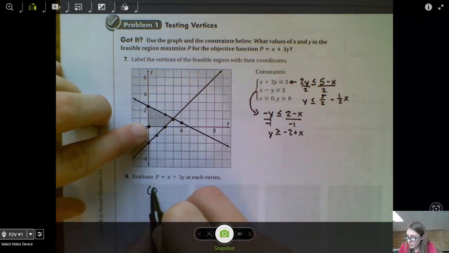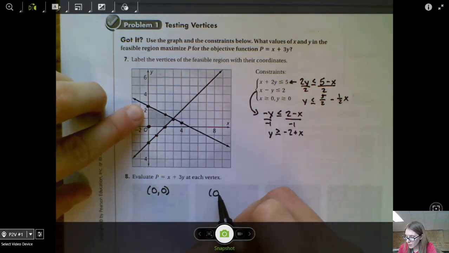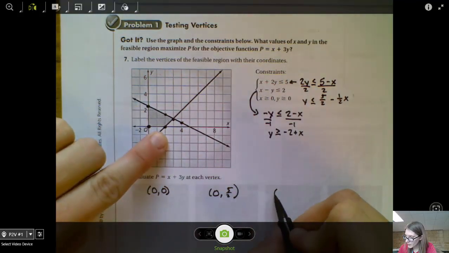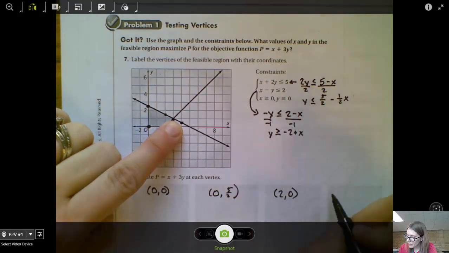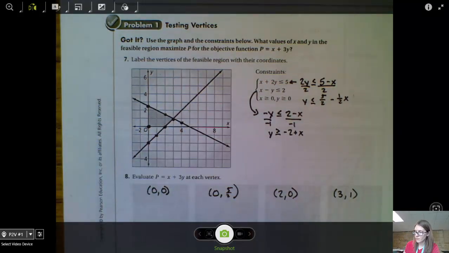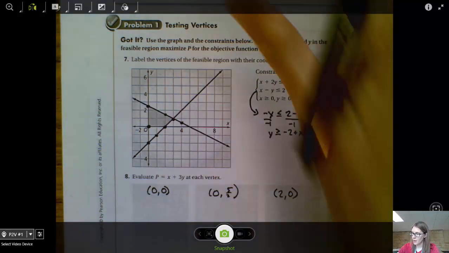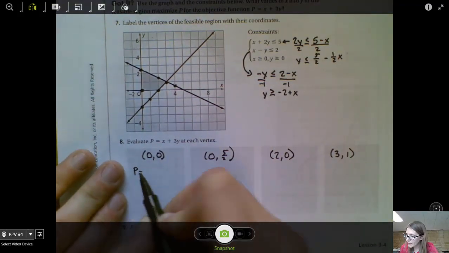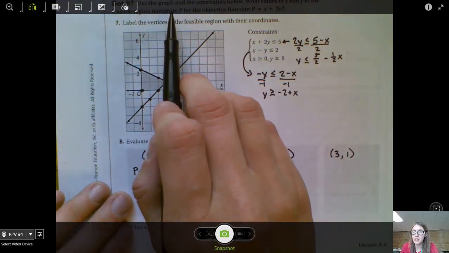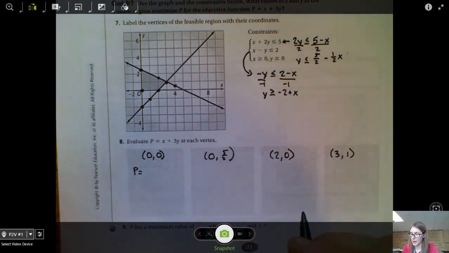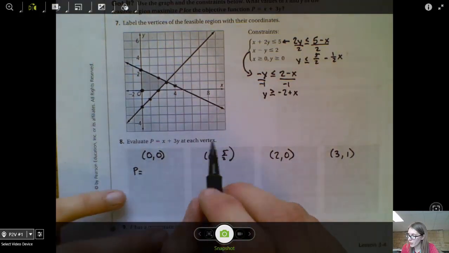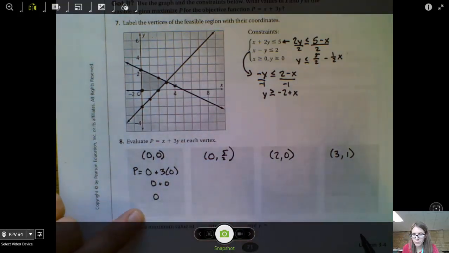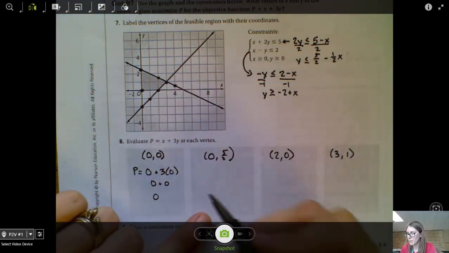Well, we have a vertex at 0, 0, a vertex at 0, 2.5, a vertex at 2, 0, and a vertex at 3, 1. Plug each vertex in for x and y in our objective function, and whatever gives us our largest value, that is our vertex that's going to maximize our, again, if we're calling it profit here. So 0 plus 3 times 0, well, 0 plus 0 is 0. That doesn't really sound like a great situation.